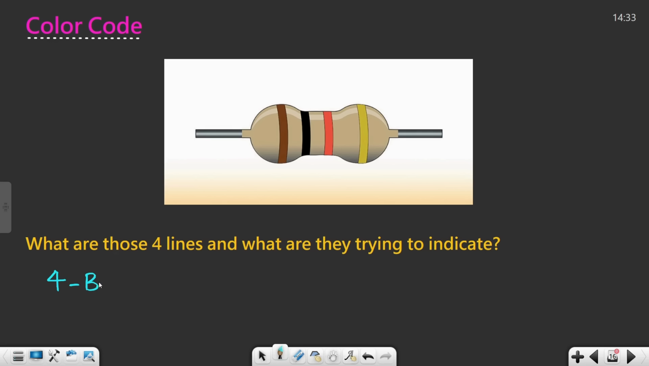So these 4 lines are nothing but the bands, and it is not necessary that there will be 4. Some resistors might have 5 bands, some might have 6 bands as well. It totally depends upon the magnitude of the resistor. As of now I'm just showing you the example of 4 bands. So these are the 4 bands or 4 banded resistor. So 4 bands, what are these 4 bands?